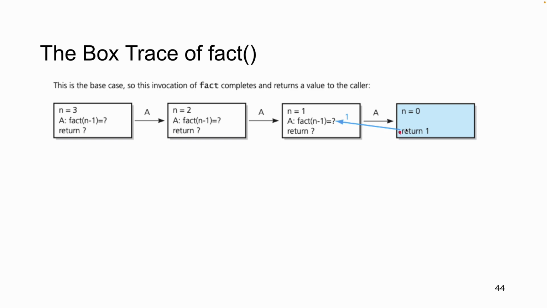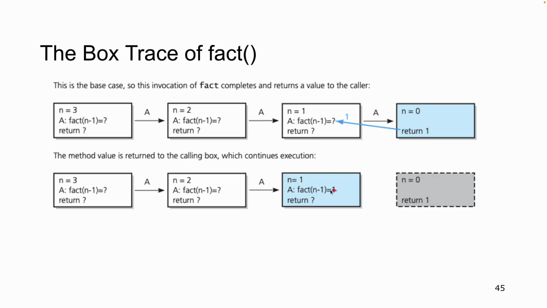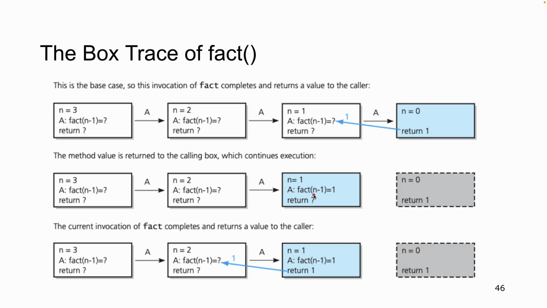So as long as we know the answer of the base case, we start the return process. So we will return 1 into the previous layer of recursion. In this case, we know the fact(n minus 1) in this box will produce 1, so it will return 1 because 1 multiplied by 1 is 1. Then we will just use this return value back in the prior layer of recursion.